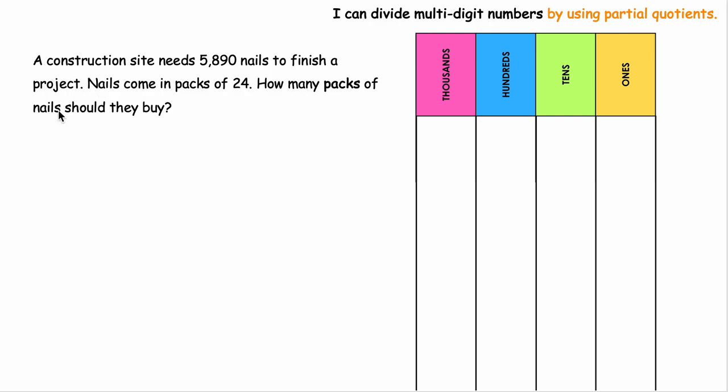This is our final episode on how to divide multi-digit numbers by using partial quotients. A construction site needs 5,890 nails to finish a project. Nails come in packs of 24. How many packs of nails should they buy?